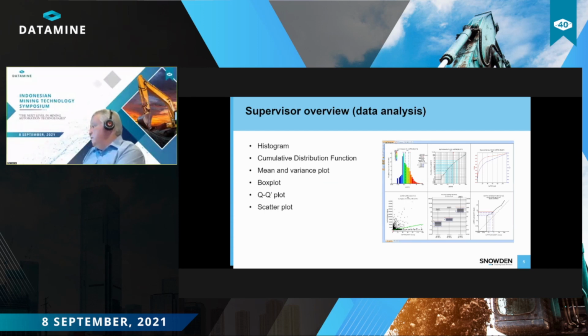Just a quick overview of the data analysis functionality. Supervisor produces, at the click of a button, really, histograms, log probability plots, mean and variance plots. These are useful if you're doing top cutting. These are scatter plots where we can look at correlation between different data sets, box and whisker plots, and this is a QQ plot. So it's very easy to analyze your data, really just a couple of clicks of the mouse once your data is loaded.